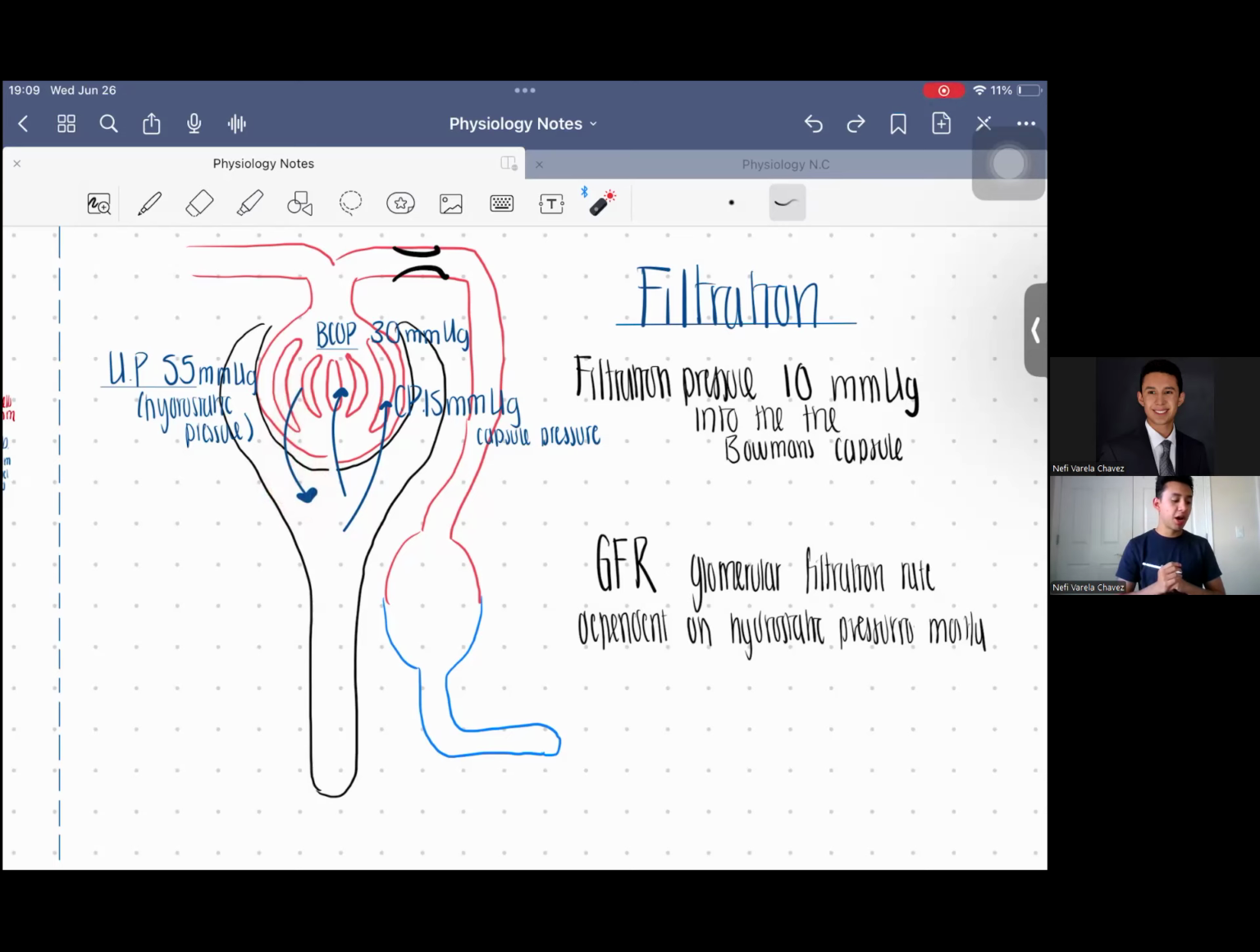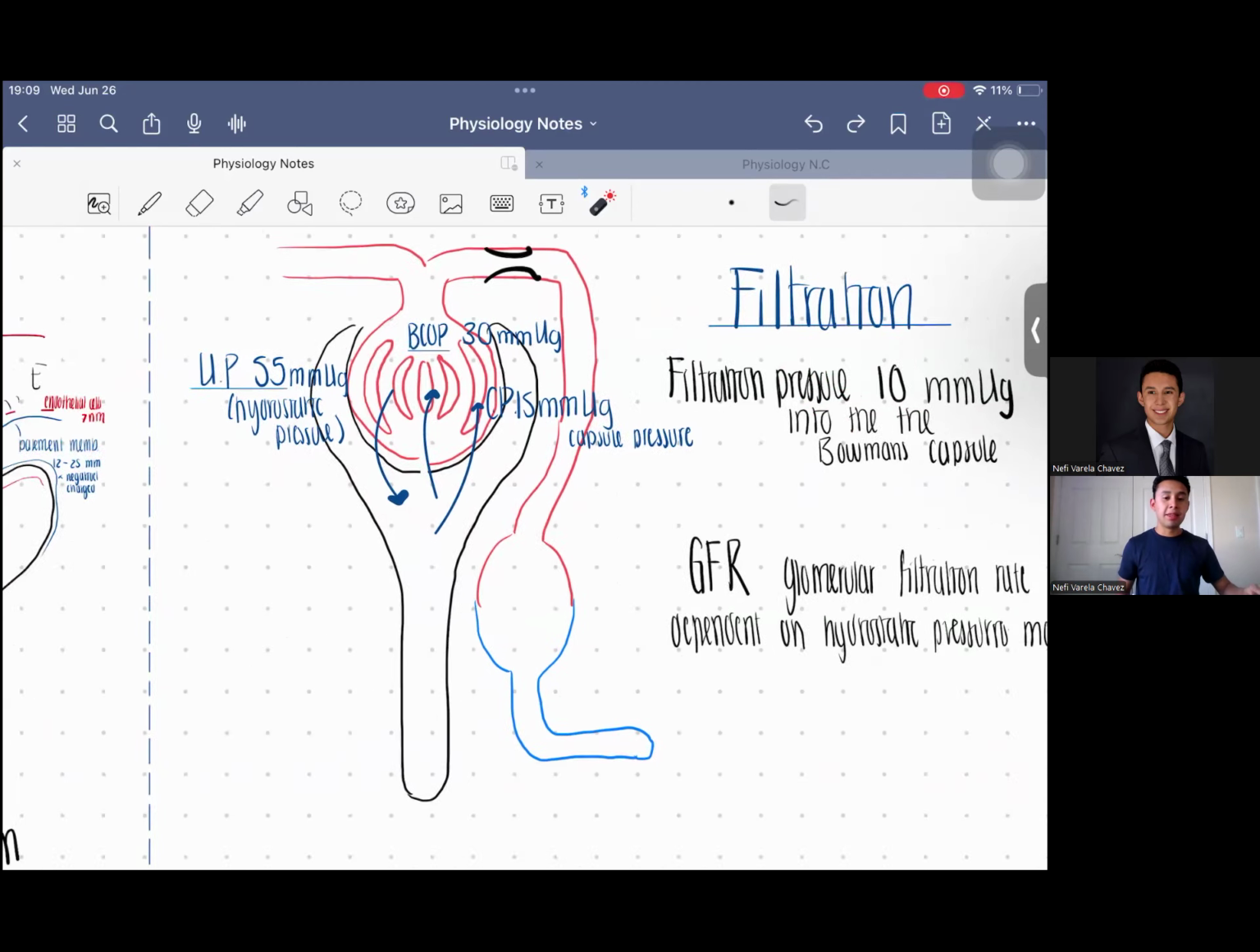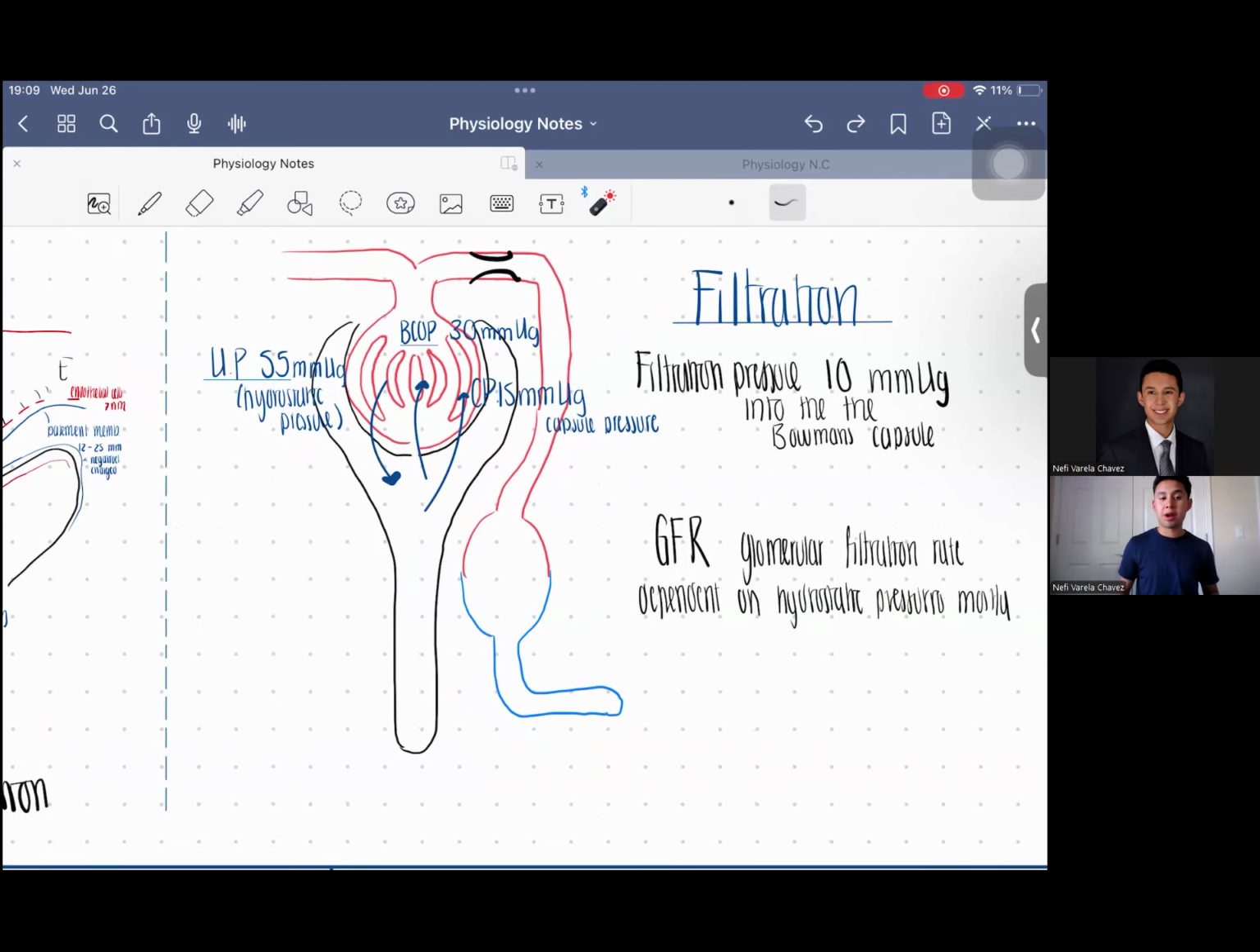So 55. B cup is going to be 30. And the capsule pressure is going to be 15. Okay. The net filtration pressure is going to be 10. Okay. And this is going to favor liquids and particles going from the vasculature to the nephron, into the Bowman's capsule. Okay. And this is going to be dependent on hydrostatic pressure.